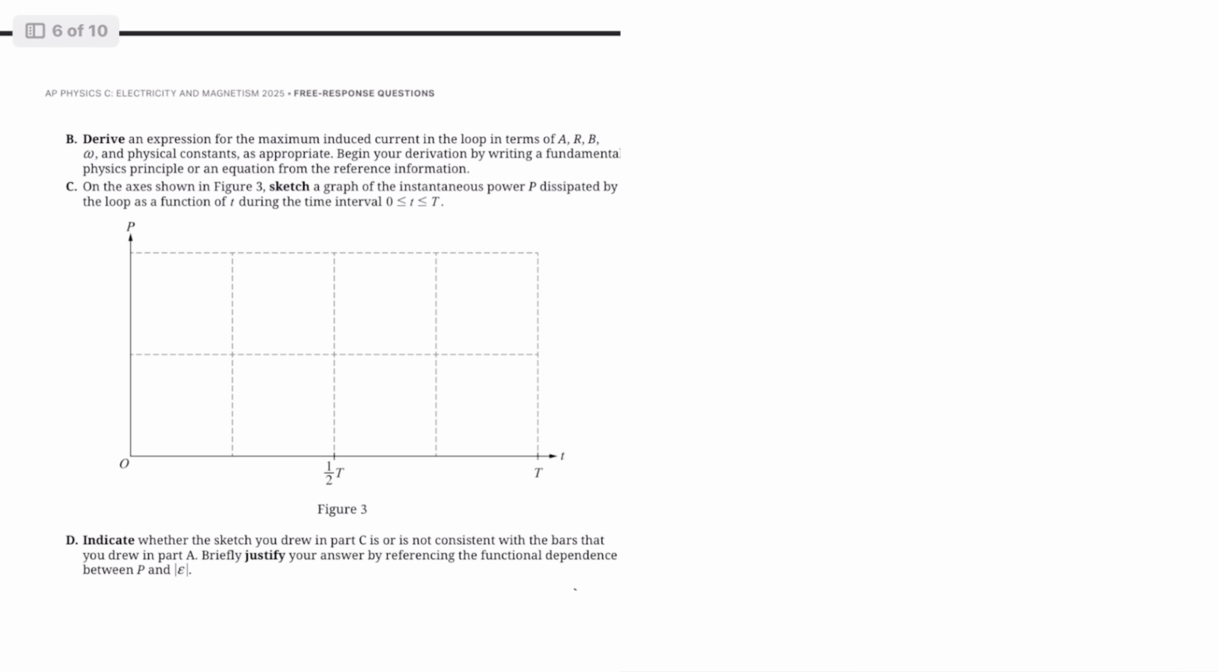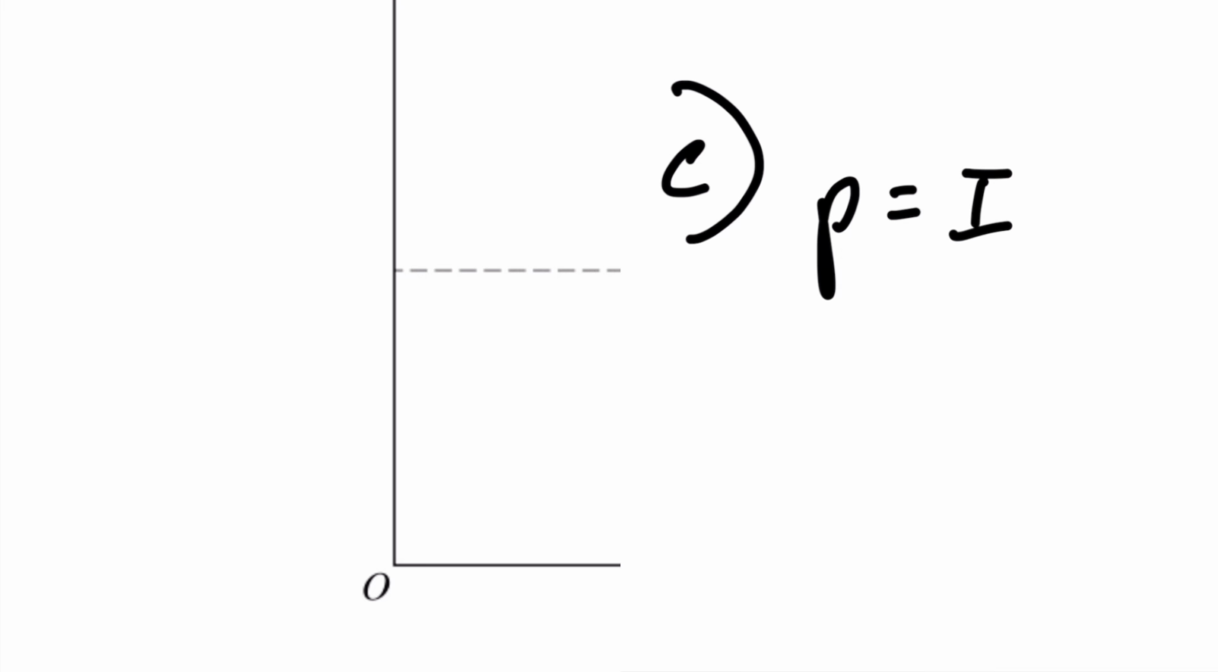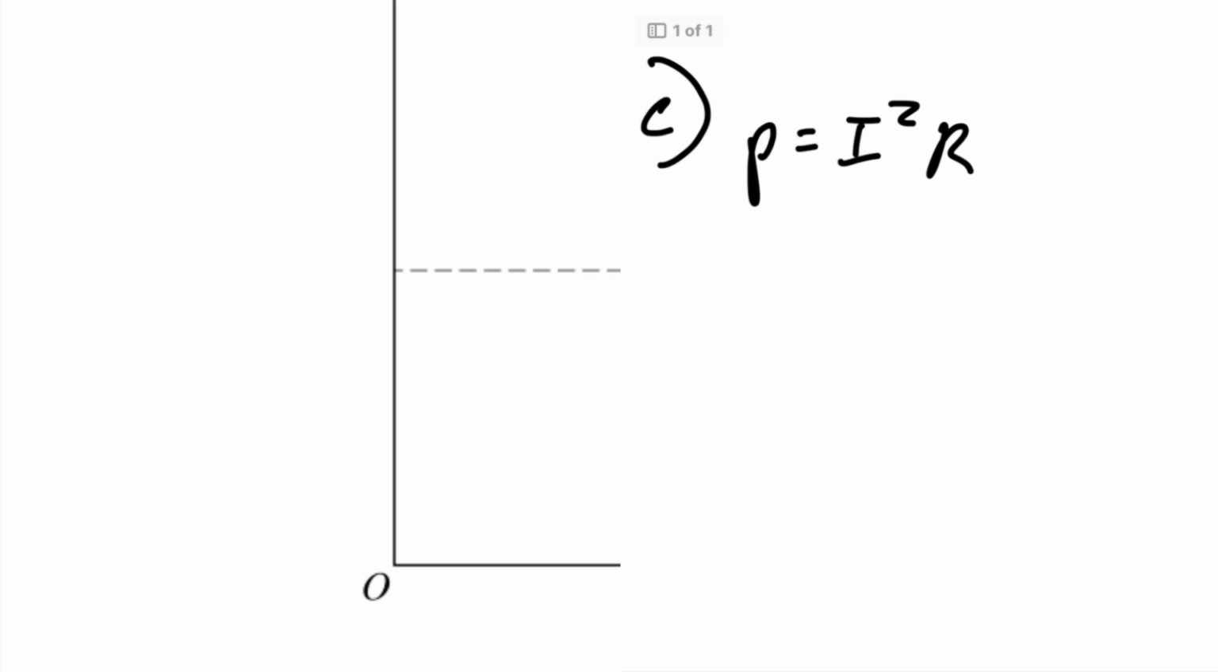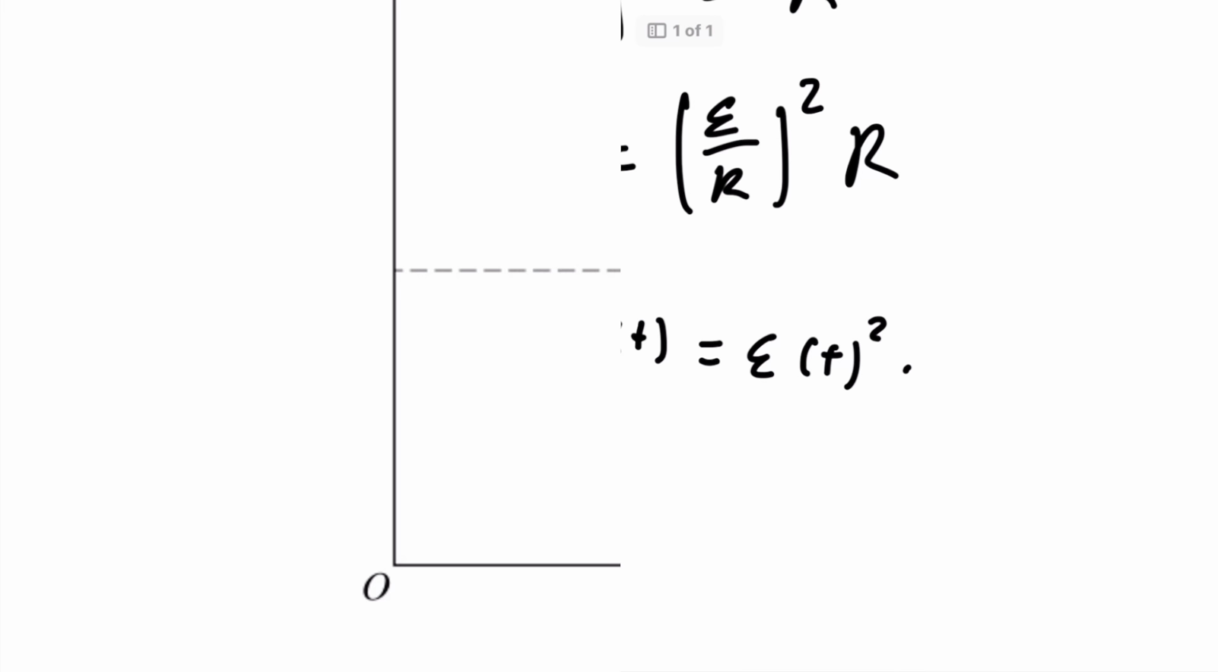On the axis shown in figure 3, sketch a graph of the instantaneous power dissipated by the loop as a function of t during the time interval 0 to T. Well, okay, you know what? I'm doing it over here. We know that P equals I squared R. But we know that E divided by R is I. So therefore, P as a function of time is equal to this as a function of time squared, divided by R.